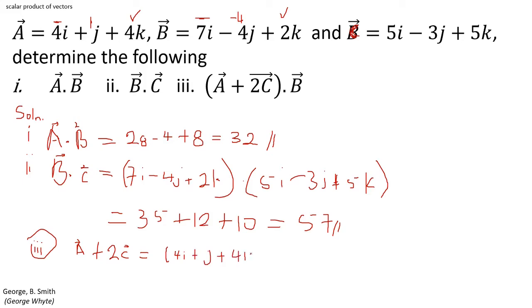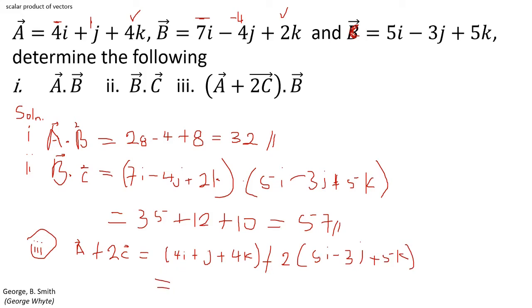These are A, and we are looking at A plus 2 times C. C we have there is 5i minus 3j plus 5k, right? That's what we have as C. So we are trying to multiply this and add them up. Let's try to jump a step and figure that out.